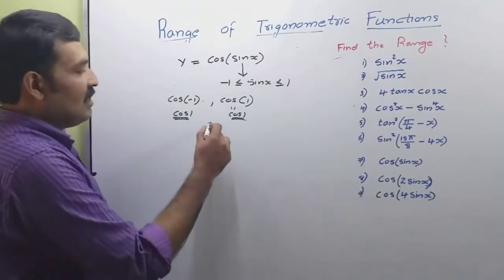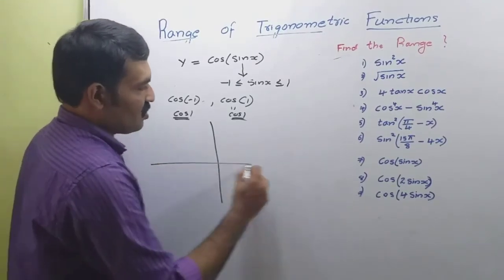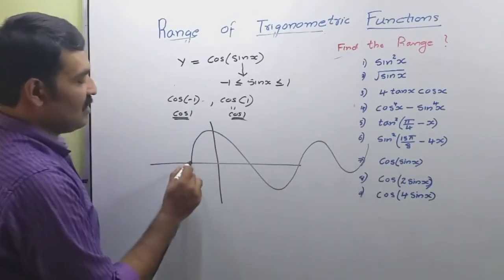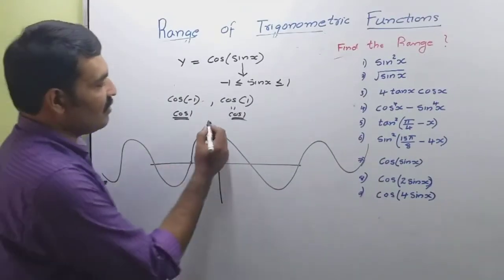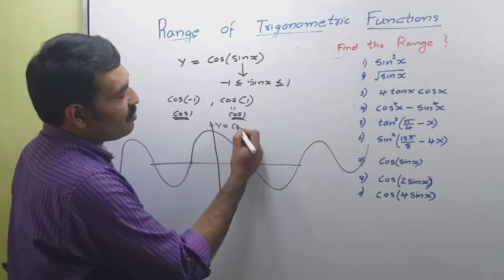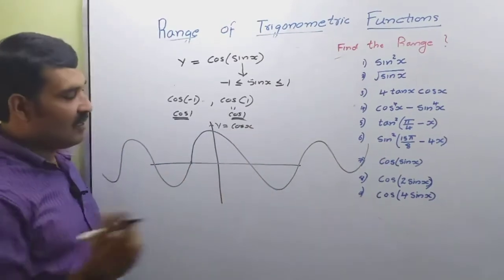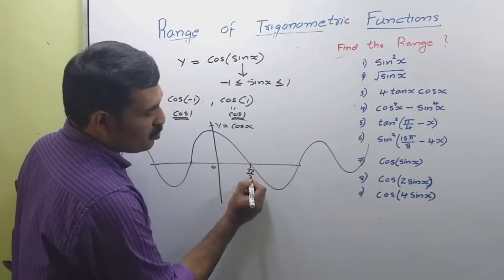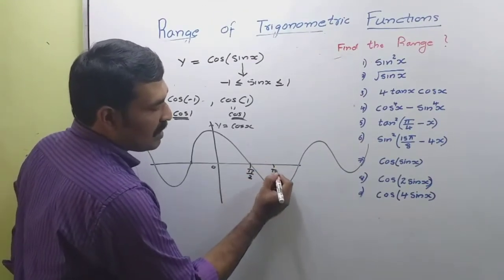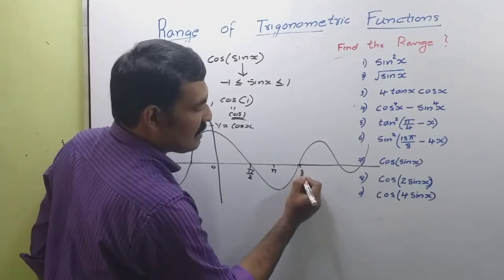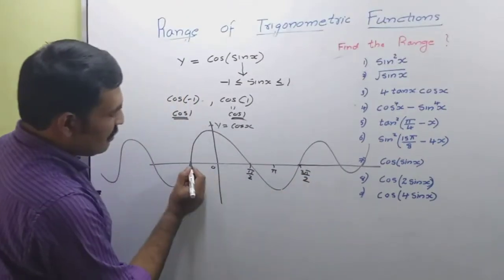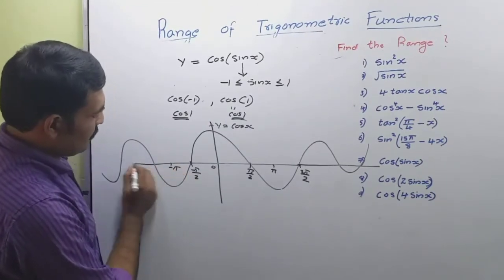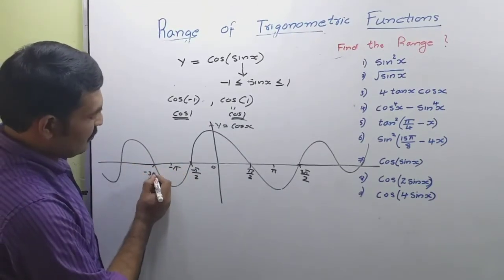Find the range of phi. Let us draw the graph of the cosine function. This is the graph of a cosine function, y is equal to cos of x, with points 0, pi by 2, pi, 3 pi by 2, and again minus pi by 2, minus pi, minus 3 pi by 2, and so on.